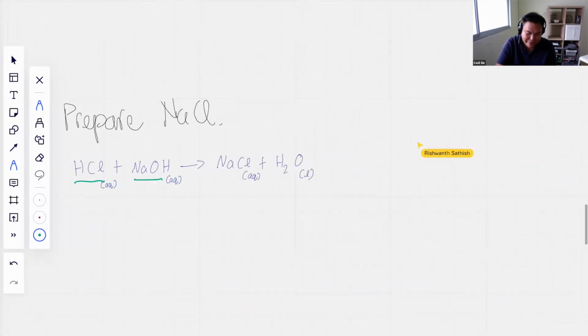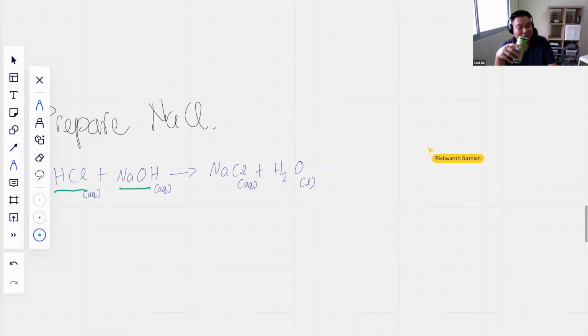Then the NaCl, do you get aqueous or solid? Aqueous. What if they want you to give the solid? What must you do? Crystallization. No. Evaporation to dryness. You heat it up, then it will evaporate until it is dry.